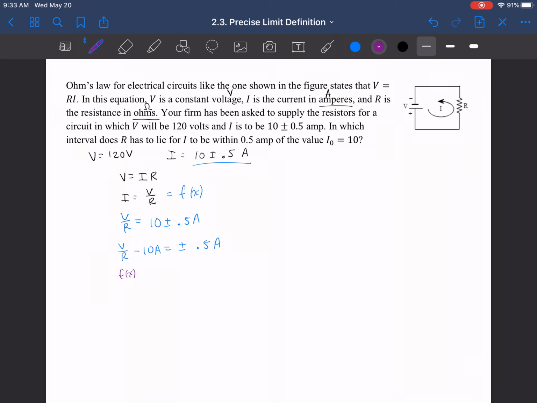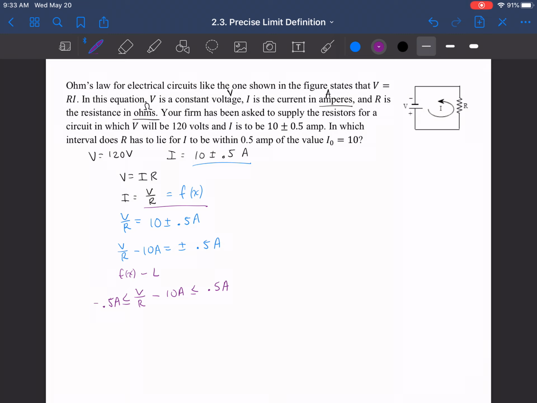Remember we said this was f of x minus our limit factor. This is basically our L, right? That's what we have there. And so what we've got is V over R minus 10 amps, just like that, has to be less than or equal to 0.5 amps, which has to be greater than or equal to negative 0.5 amps. So there's our range that we have to be within, okay?